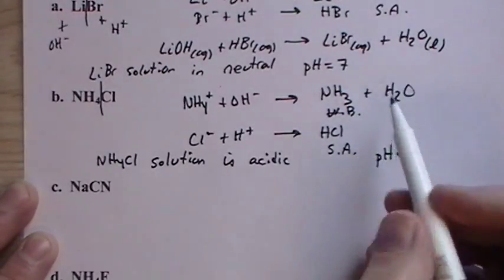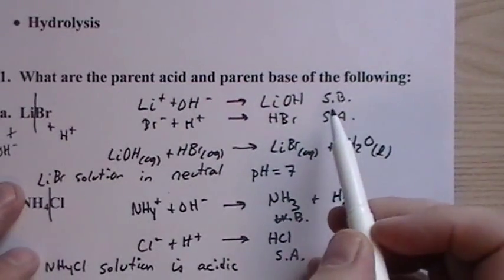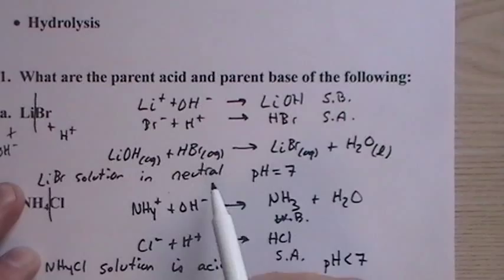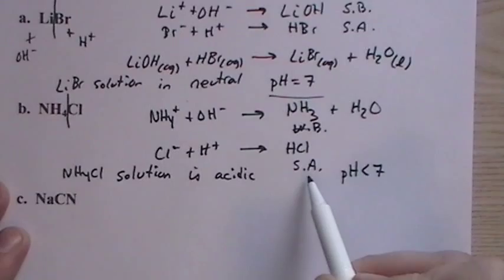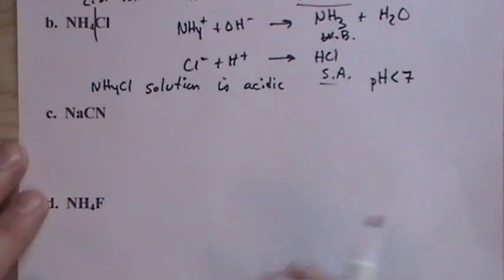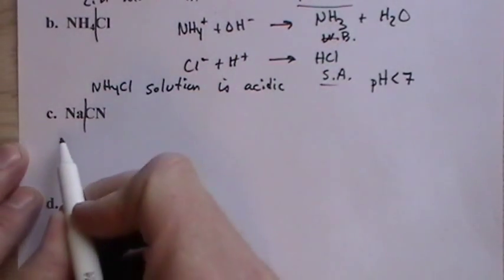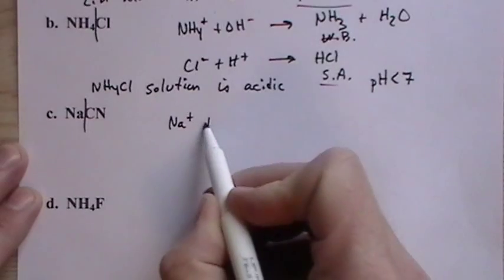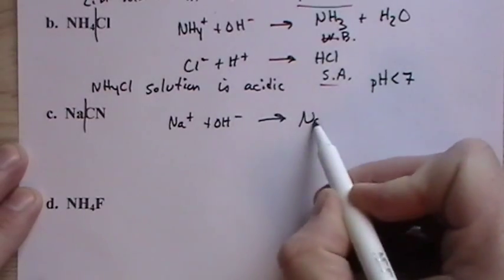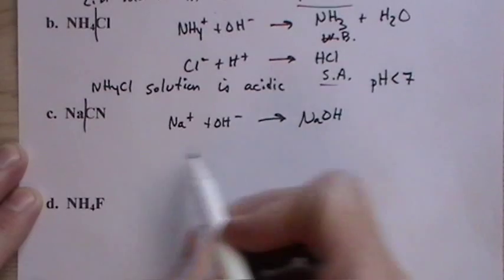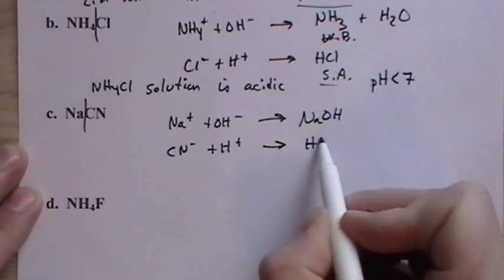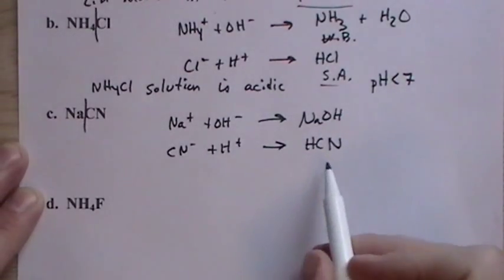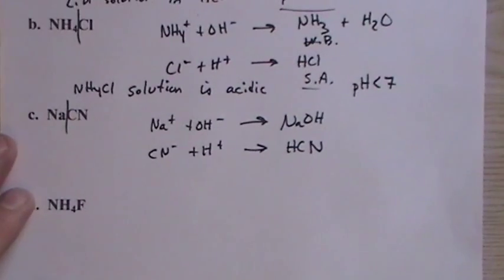So if you have a strong base and strong acid, if both parents are strong, they cancel each other, and it's neutral. If you have a weak base and a strong acid, the strong parent wins out, so it's acidic. And you might guess that we're going to go through every combination here. So Na plus OH minus, its parent base is sodium hydroxide. If you reacted sodium hydroxide and HCN together, you get sodium cyanide.